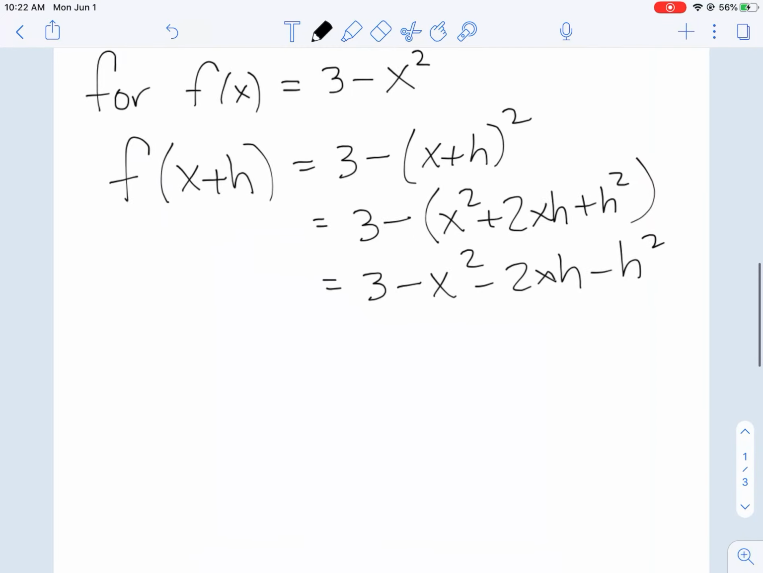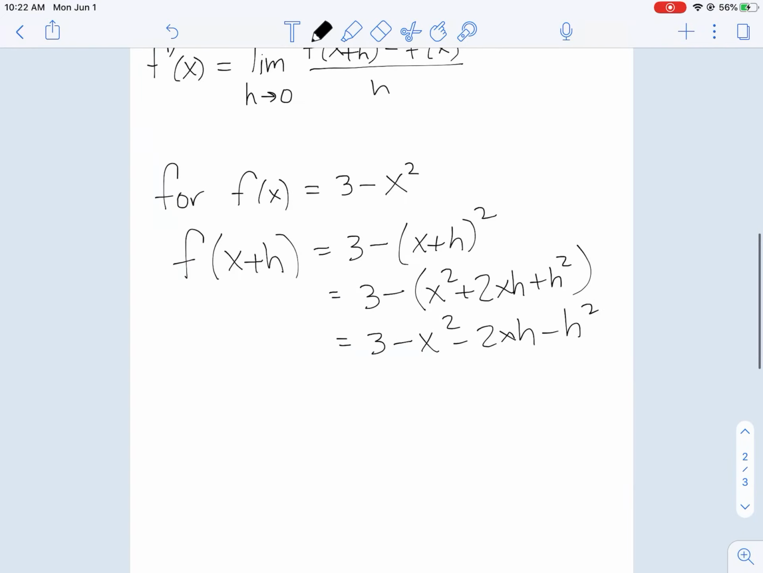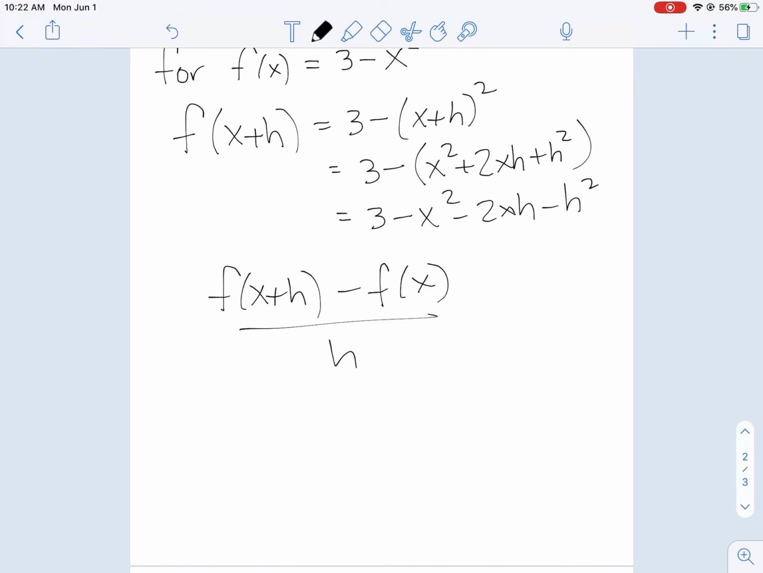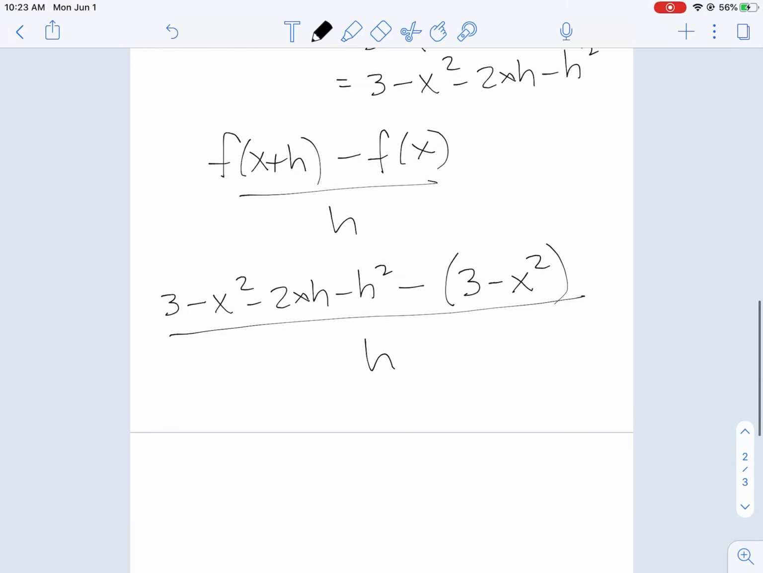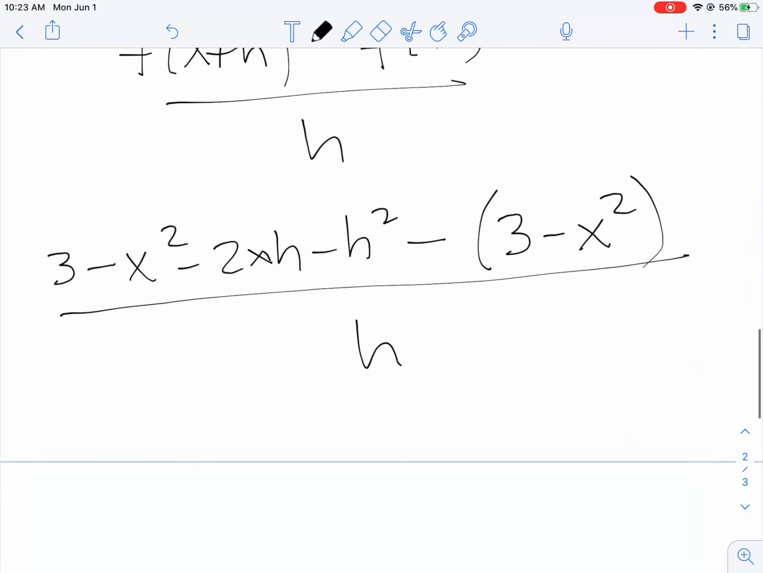So now, remember, it's f of x plus h minus f of x all over h. So I'm going to put this mess right here, which is f of x plus h, in here. And then I'm going to subtract f of x. F of x is 3 minus x squared, all over h. Remember, when you do this, all the terms that have no h should cancel out.